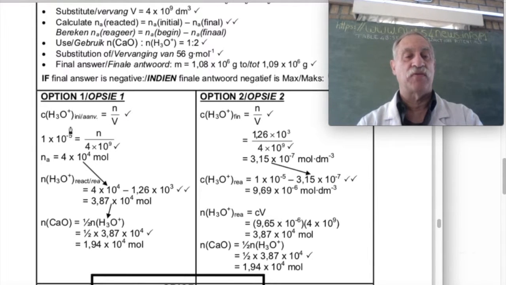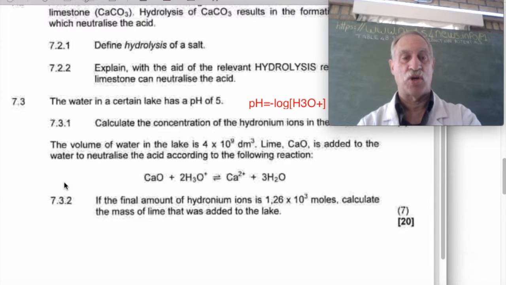We've calculated from the pH at the start what the concentration was, which was 1 times 10 to the minus 5. That is number of moles over the volume, which they gave us, and then we calculate the number of moles to be 4 times 10 to the 4 moles. Fine. Now, that is 4 times 10 to the 4 moles of H3O plus. But what does that mean in terms of this formula?